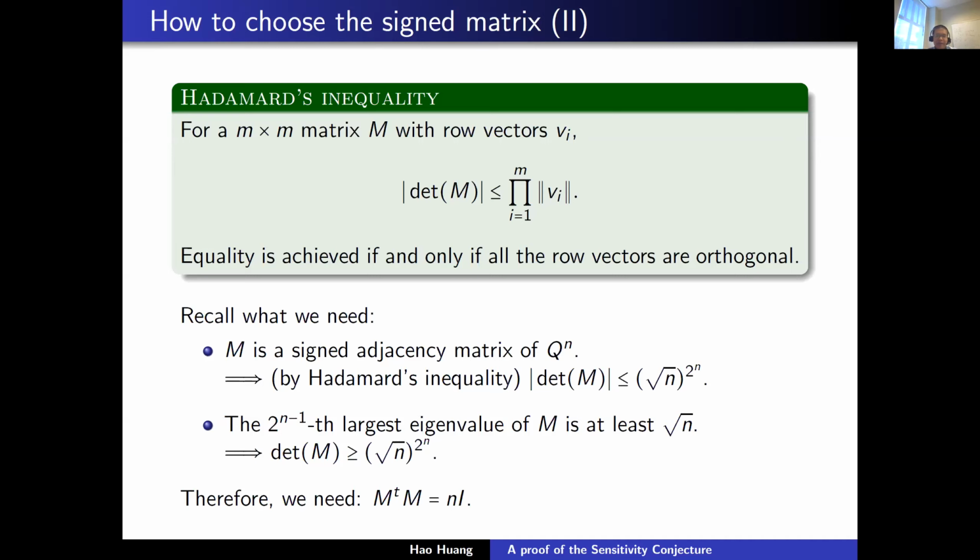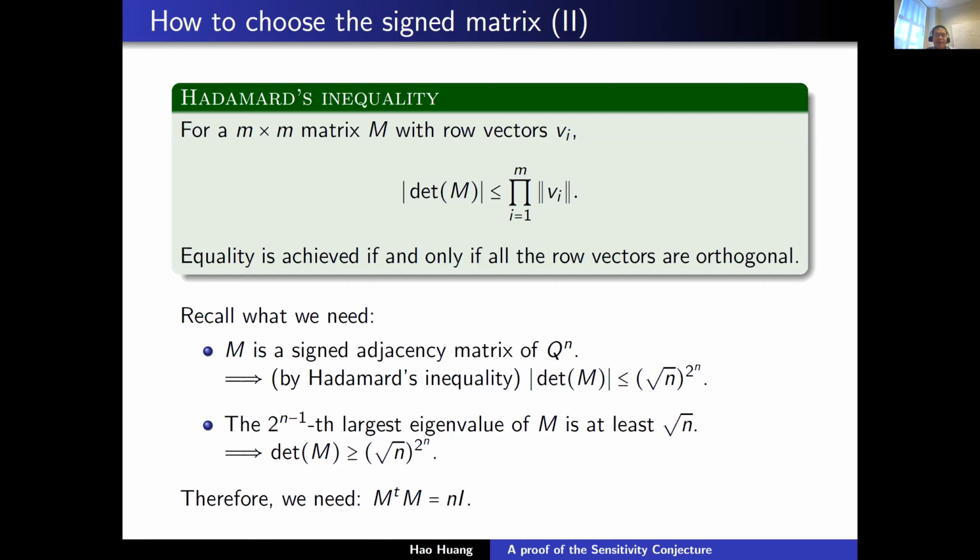And the smallest positive eigenvalue is at least root n. So all the positive eigenvalues are at least root n. And similarly, all the negative eigenvalues have absolute value at least root n. So if you multiply all the eigenvalues, you get the determinant of this signed adjacency matrix. So it's at least root n to the power of 2^n. So now you can see this lower bound and the upper bound, they are the same.